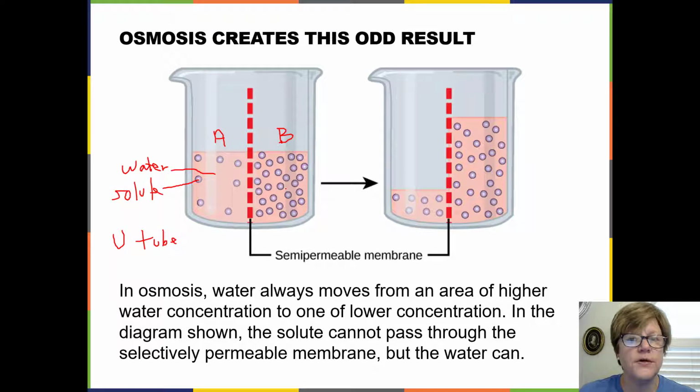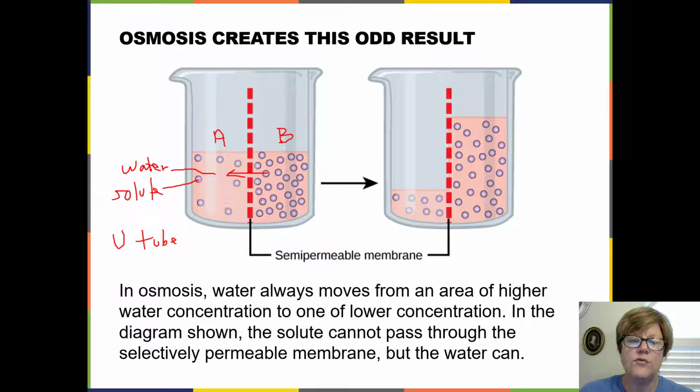So if the purple solute could go across the membrane, it would go this way, right? It would go from right to left because solute is going to diffuse down its own concentration gradient. So from its area of high concentration, which is solution B right now, to its area of lower concentration, which is solution A. But that's not going to happen because the solute can't move.